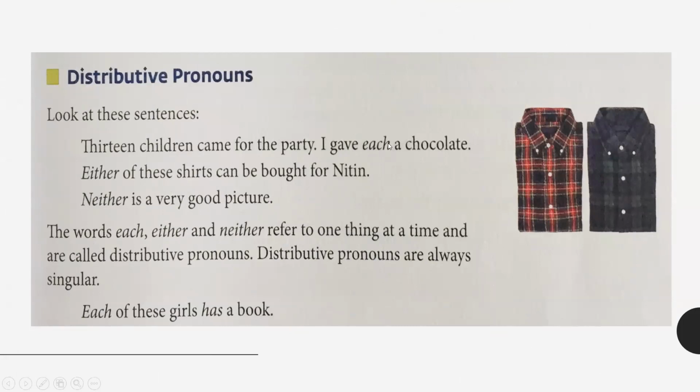Now here you can see we are using the words each, either, neither. So these pronouns are used to refer or to state only about one thing at a time. That's why they are called distributive. And distributive pronouns are always singular, referring to one thing, one animal, one person, not more than one. It is not used in case of plural. Each of these girls has a book. So here we are using each, meaning one, singular. Let's proceed further.